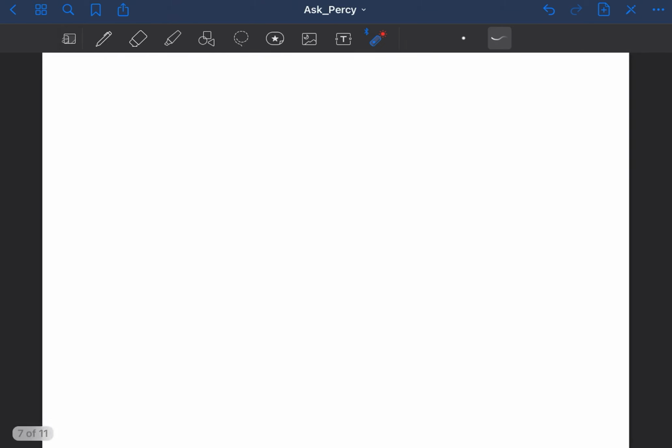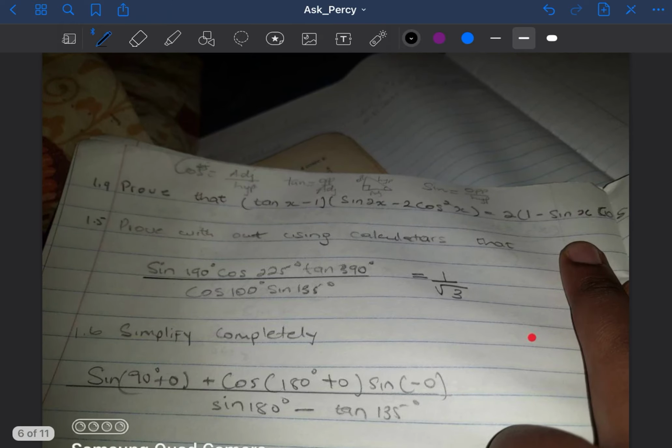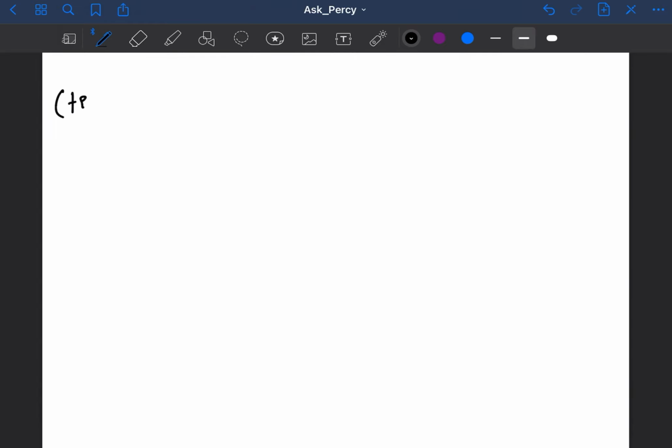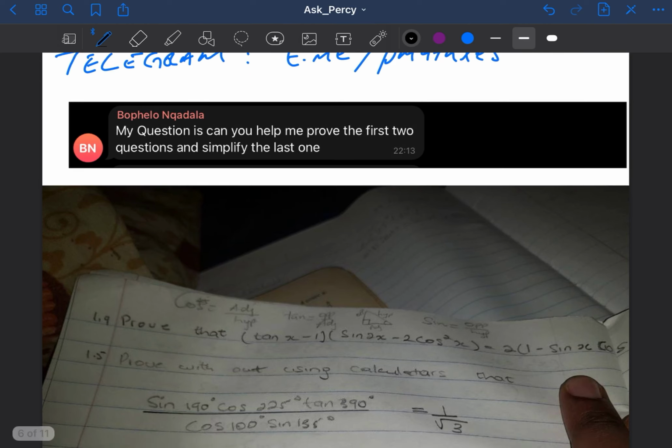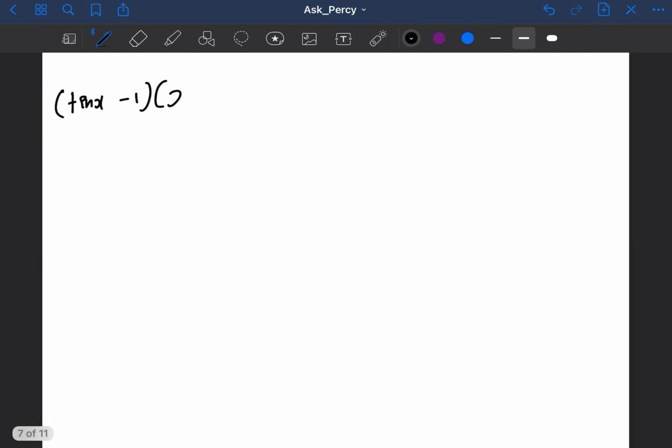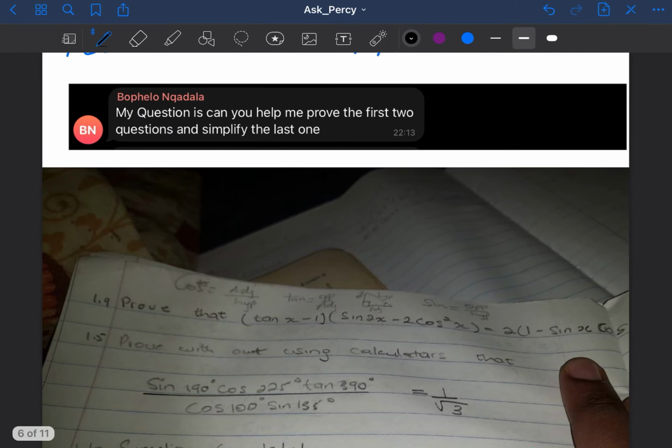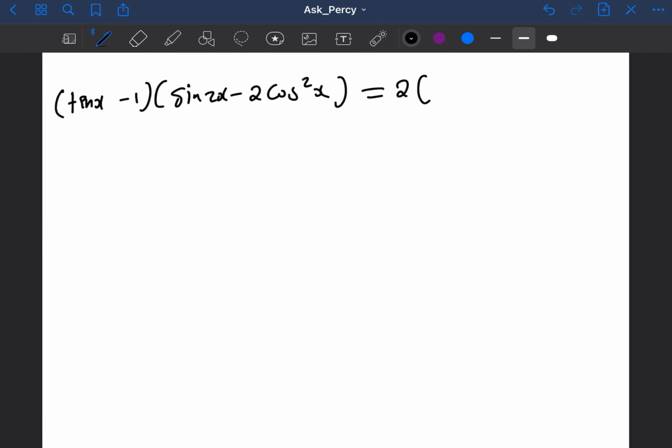So let's go. So first question, prove that (tan x minus 1) times (sine 2x minus 2 cos squared x) is equal to 2 in bracket (1 minus sine x) cos x. Okay, so you want to prove that the left hand side is equal to the right hand side.